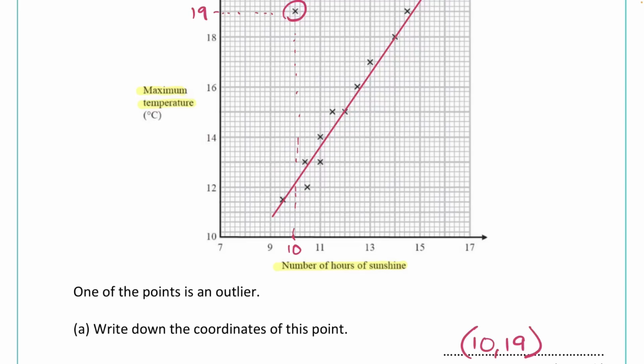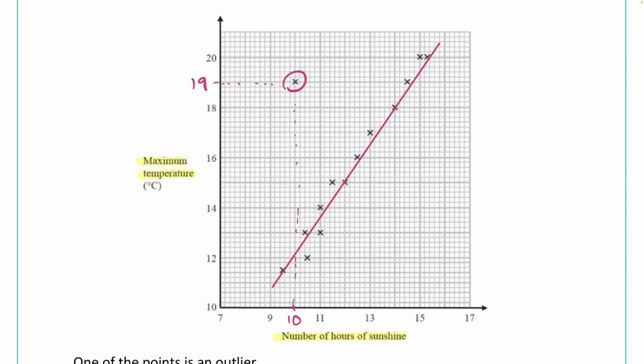So we're going to try and use a logical explanation here, which would be as the number of hours of sunshine increases, the maximum temperature increases. Or on days where there are more hours of sunshine, the temperature is higher. Anything along those lines. I'm not going to write one down because there are different ways that we could explain this. We could also change that to the opposite. On the days where there are less number of hours of sunshine, the maximum temperature is lower.